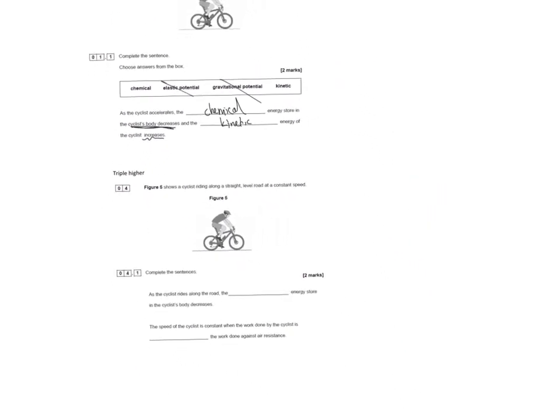energy. Now for the triple higher, it's exactly the same question, but instead of giving you any words, it doesn't. And there is a bit of a difference, which I'll go into now. So you see the same question, but obviously there are differences. It says, shows the cyclist riding along a straight level road at a constant speed. In this case, he's not accelerating. So as the cyclist rides along the road, the something energy store in the cyclist's body decreases. This is the similar part with before, is the chemical.